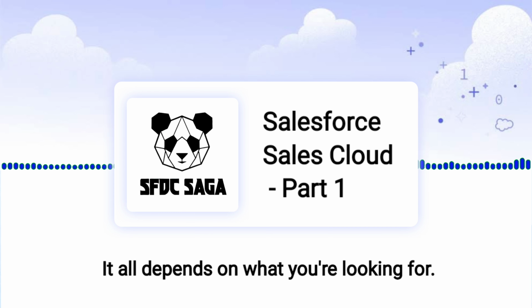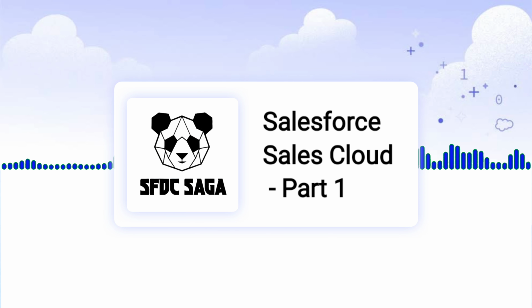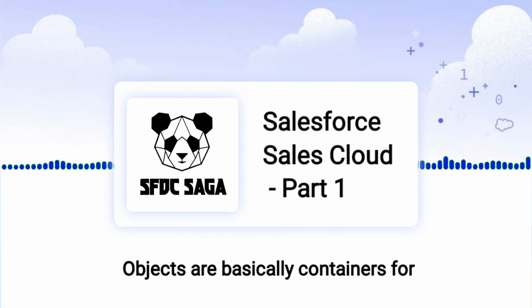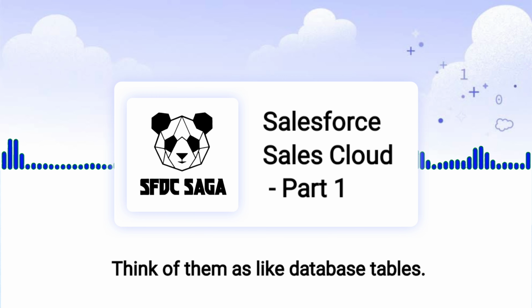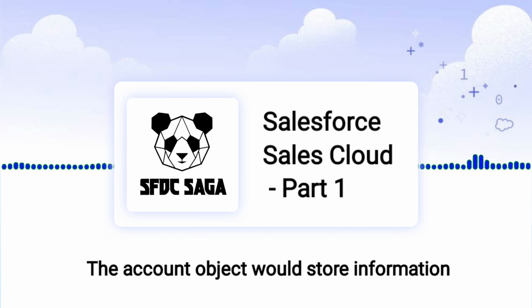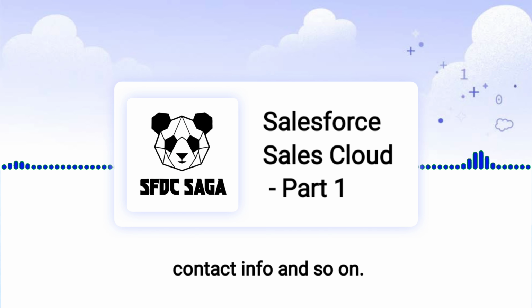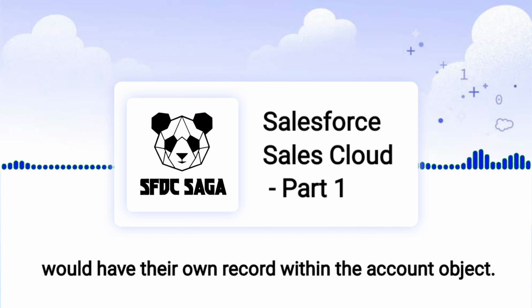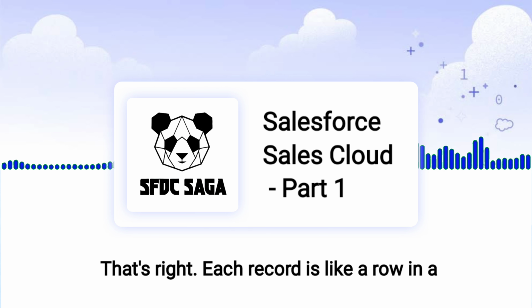It all depends on what you're looking for. All right. Next up, objects. This one sounds kind of abstract. Don't worry, it's not that complicated. Objects are basically containers for information. Think of them as like database tables. So for example, the account object would store information about your customers, like their names, contact info, and so on. So each customer would have their own record within the account object. That's right. Each record is like a row in a spreadsheet.